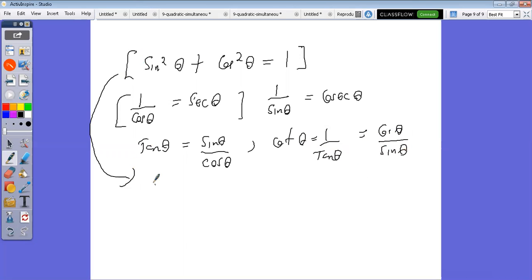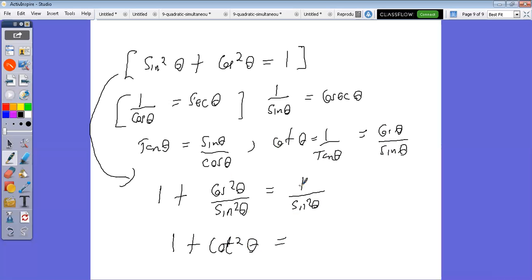Let's divide everything by sine squared and see what happens. If I divide by sine squared, I have 1 plus cos squared theta over sine squared theta is equal to 1 over sine squared theta. But I said cos theta over sine theta is cot theta. So this means 1 plus cot squared theta is equal to, I said 1 over sine theta is known as cosec theta, so this is cosec squared theta. Clear? Don't have to memorize this. Just have to know how to form this. Is that clear now?